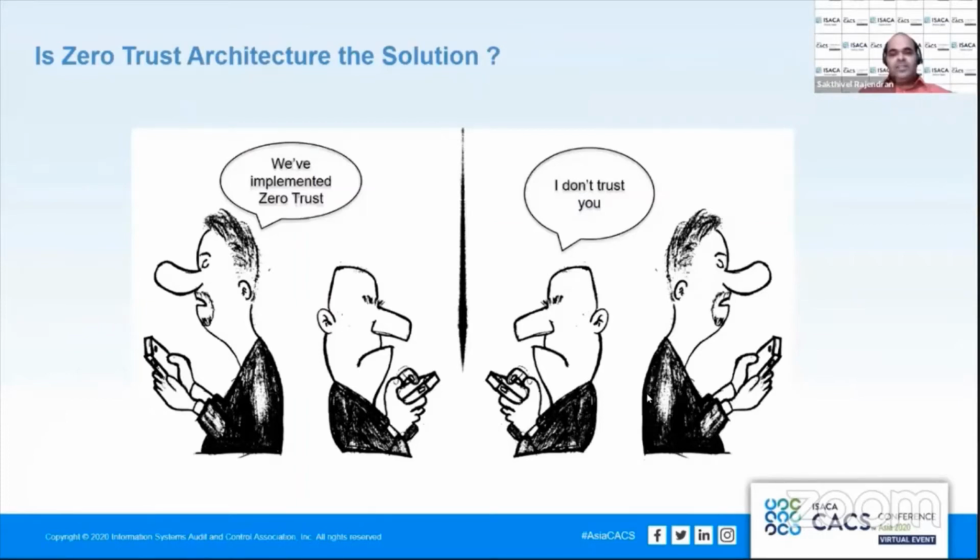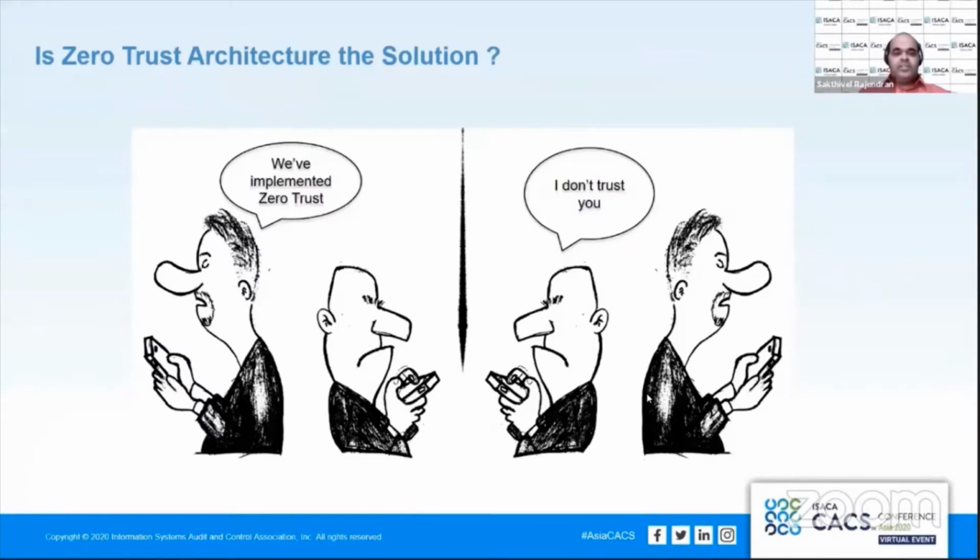One of the emerging technologies or methods which is helping in that area is a zero trust architecture. A zero trust architecture is primarily about implementing controls in multiple layers so that even when a security breach happens, the controls are taking care of the damage that would happen to the organization.